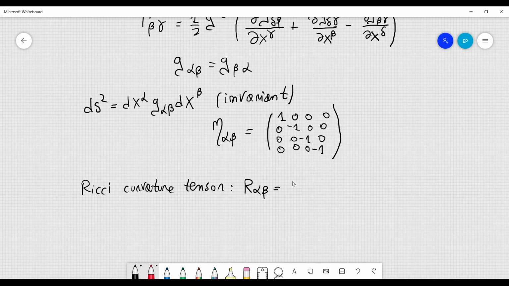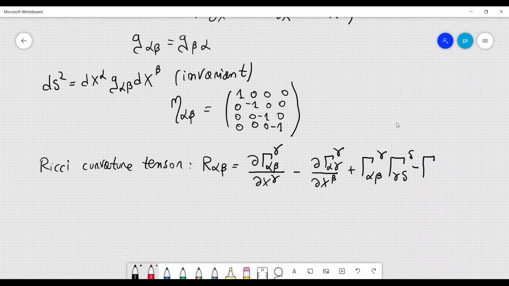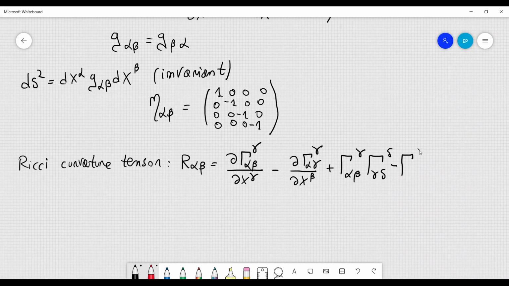But anyway, the expression for R alpha beta is the derivative of gamma, alpha beta lowercase gamma here, with respect to x gamma, minus d gamma, gamma alpha gamma, dx beta, plus gamma gamma alpha beta, gamma delta, minus gamma alpha delta times gamma delta beta gamma.